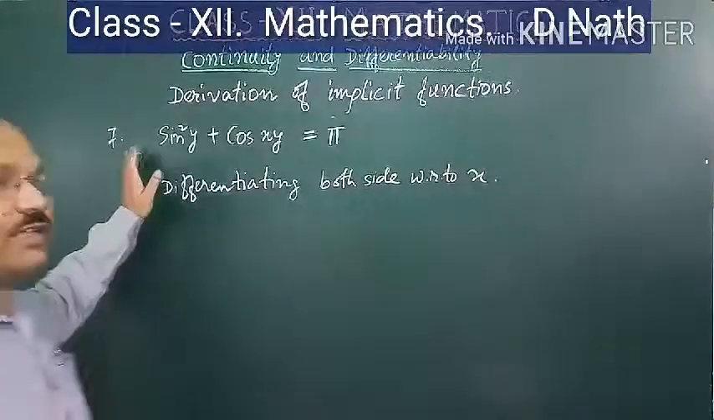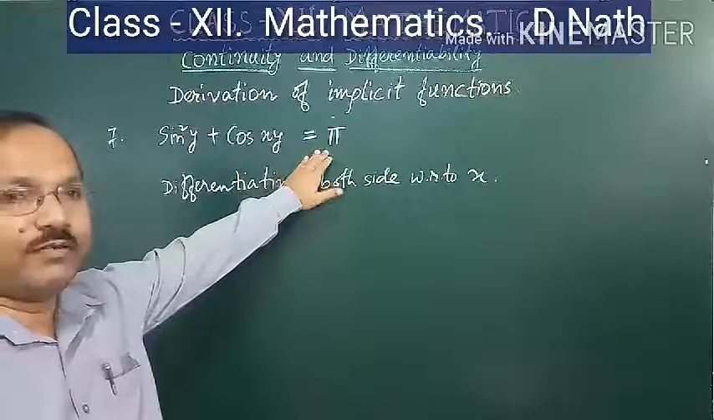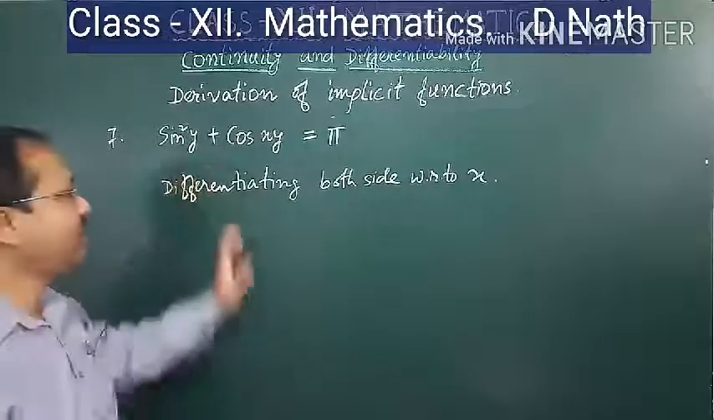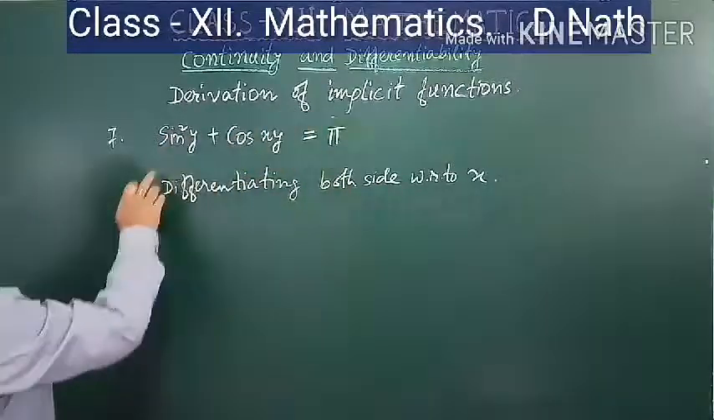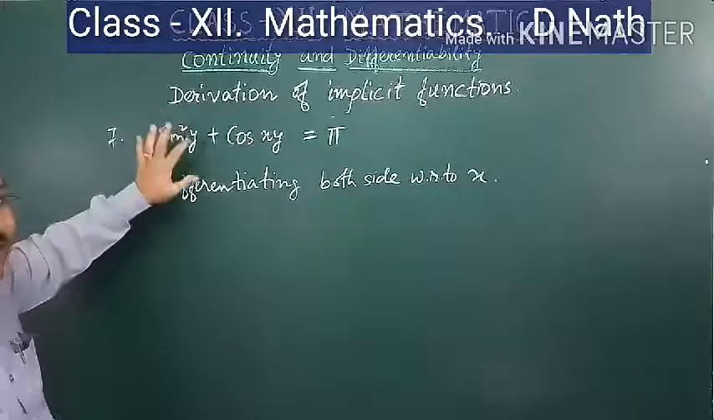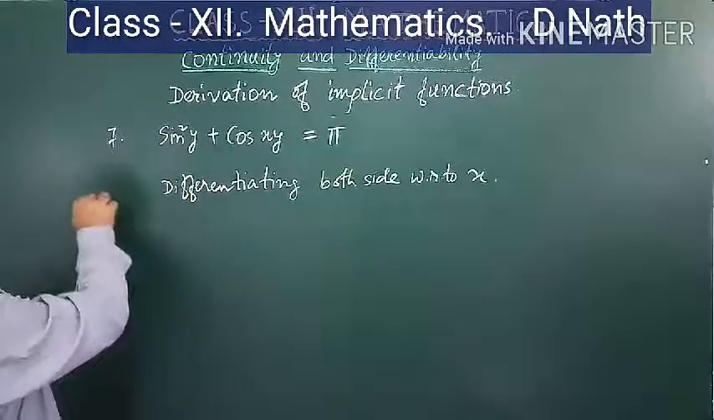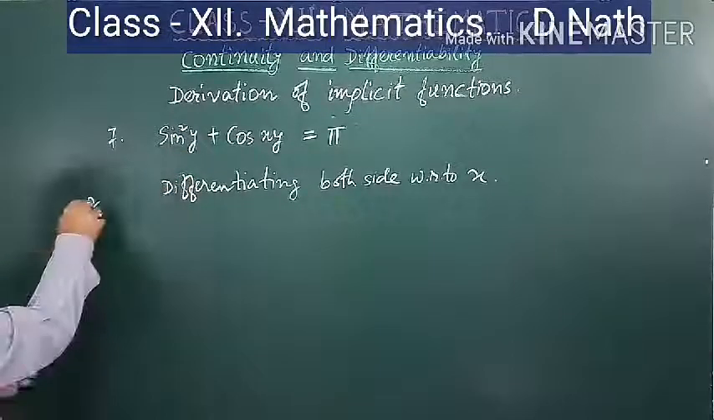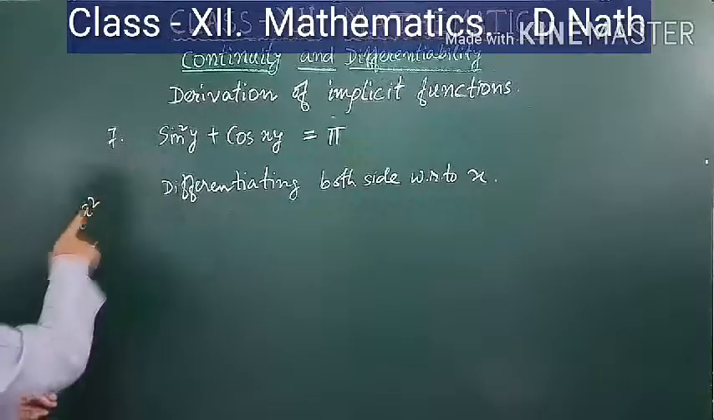7 is given: sin square y plus cos xy is equal to pi. Okay, so how to find the dy dx from this question? Differentiating both sides with respect to x. So here it is sin square y. To understand, sin square y means sin y whole square. So it is of the form x square, so ddx of x square. But look at that, x here means it is sin y, sin y whole square. So ddx of x square is 2x.